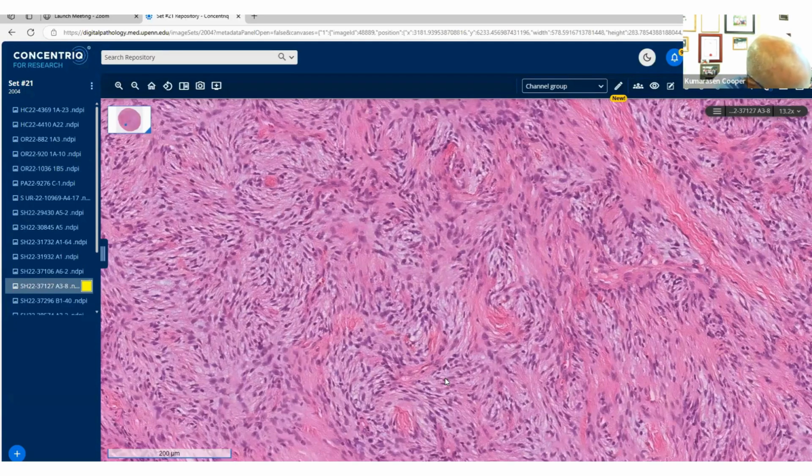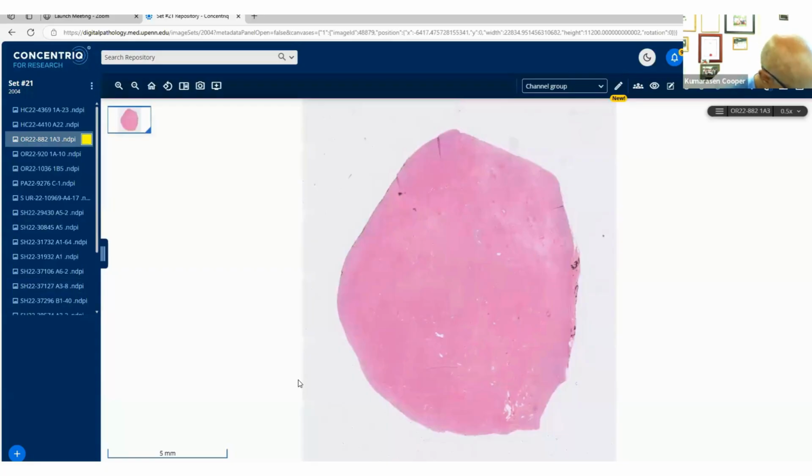Any questions or comments? Very happy to explore them with you. Okay, everybody's happy. How about this tumor here?